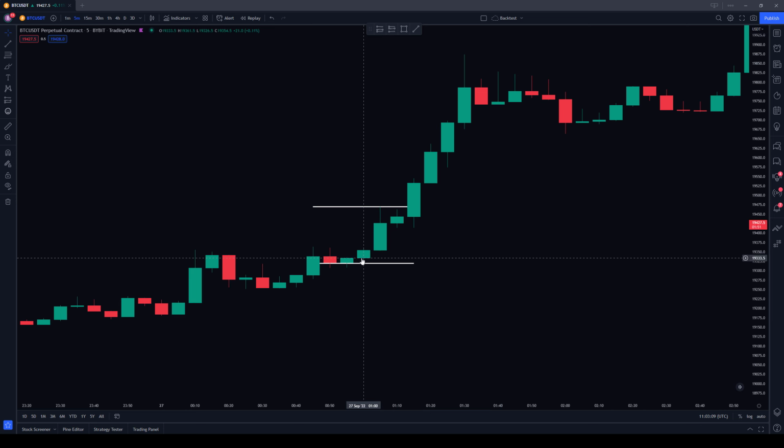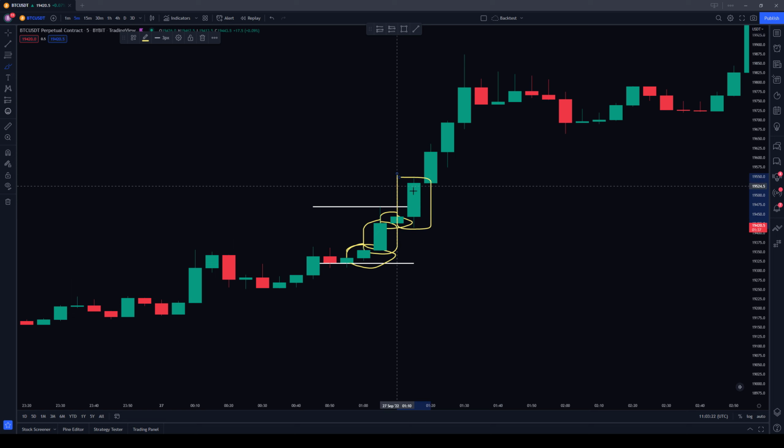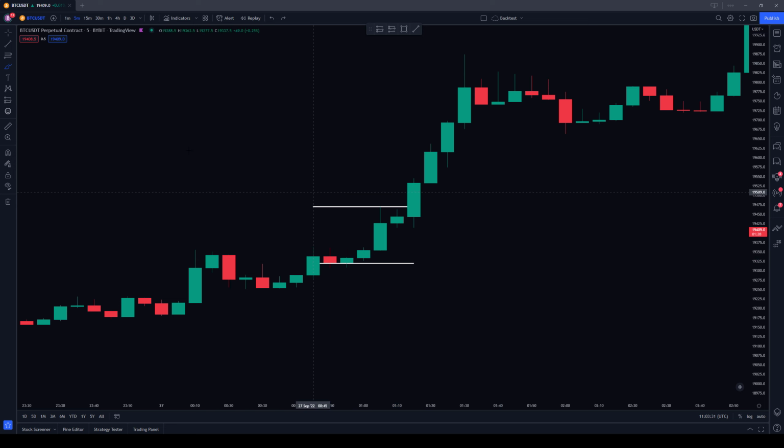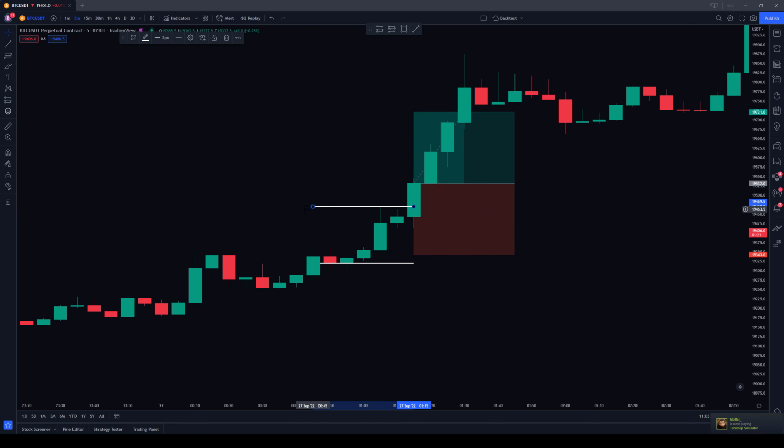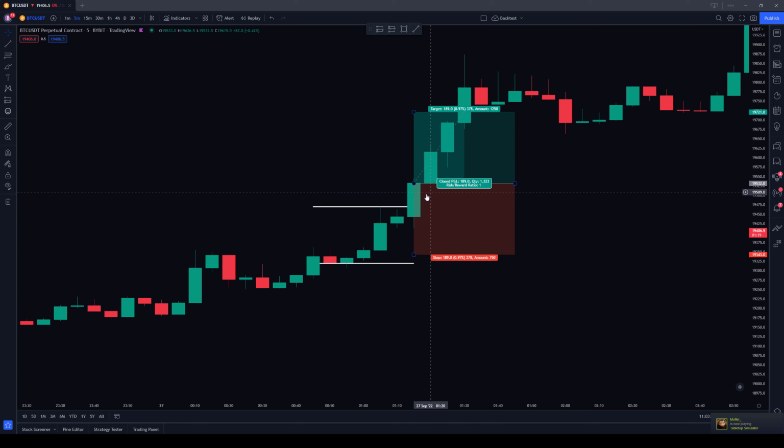So 15 minutes divided by 5, it's 3. So you have to go 3 candles further. So this is the first one, second one, third one, and the most important one is the fourth one. So that's the new candle. If this candle breaks out of the resistance or the support line, then you take an entry. So this candle did. If this candle closes still above the resistance line, you take a long position.